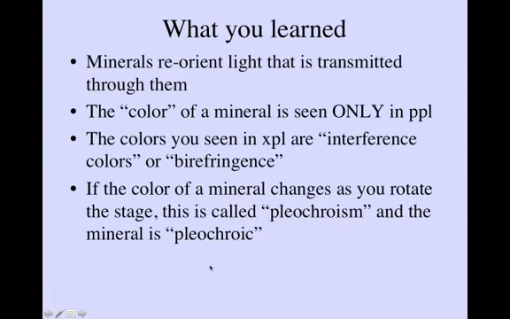So what you learned in this module is that minerals reorient light that is transmitted through them, and that the color of a mineral is only seen in plain polarized light. The colors you see in cross-polarized light are interference colors, not just color, but interference colors, or we call that birefringence. If the color of a mineral changes as you rotate the stage, this is called pleochroism, and the mineral is pleochroic.